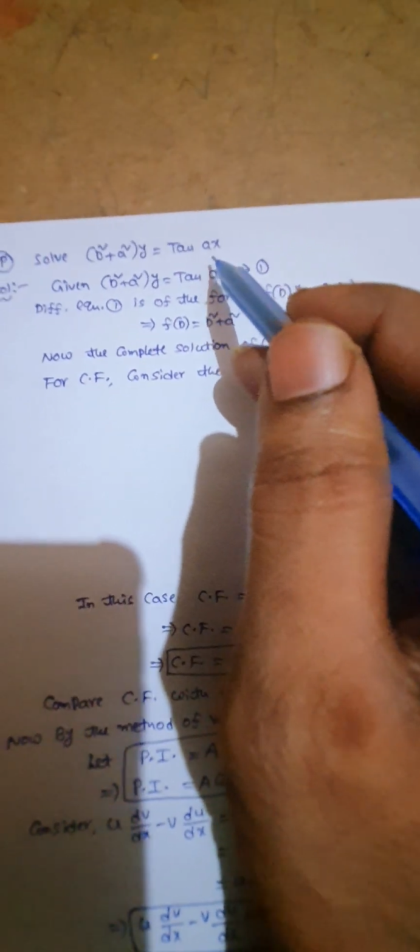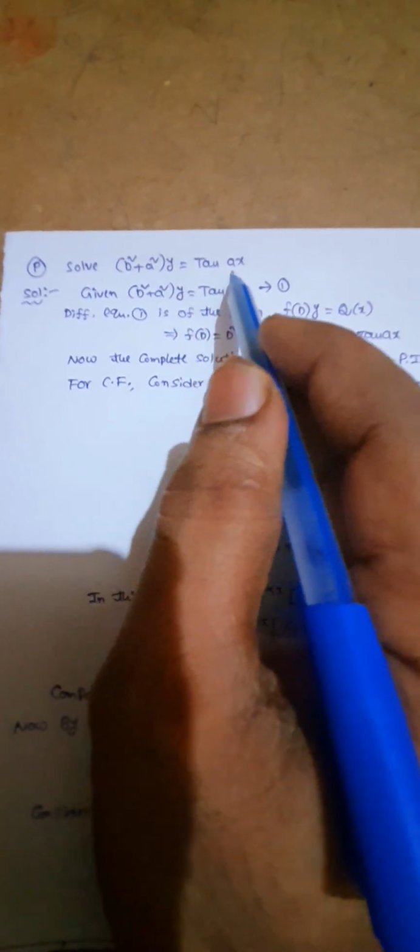But if we have a function other than those 5 cases, like tan ax here, we can use either the general method or variation of parameters to solve this second order differential equation. In this class, I've taken the help of variation of parameters to find PI, not the general method. The problem is to solve D square plus a square into y equals tan ax, and the method is the same.